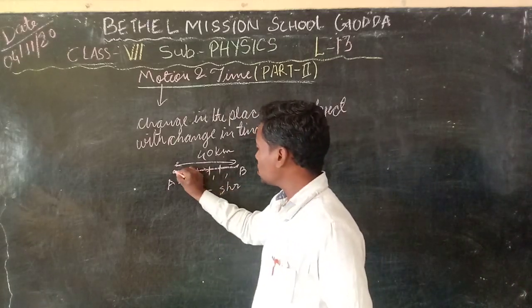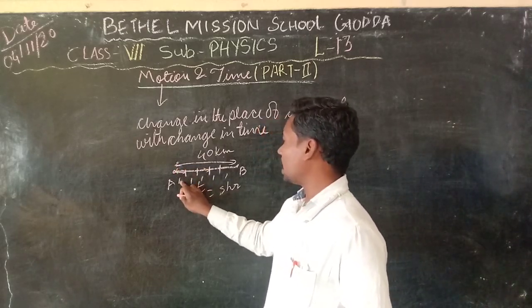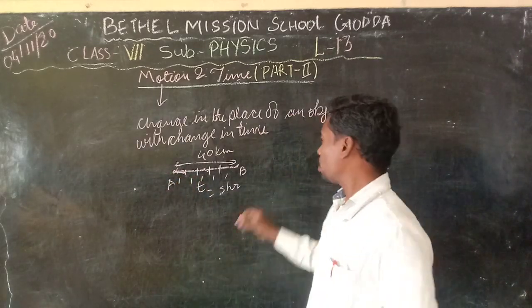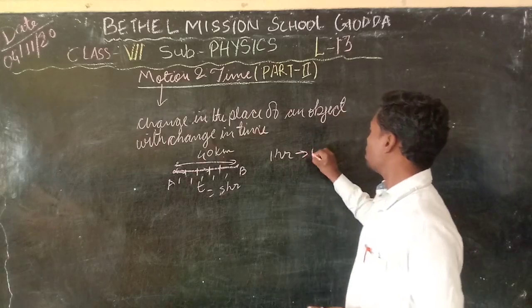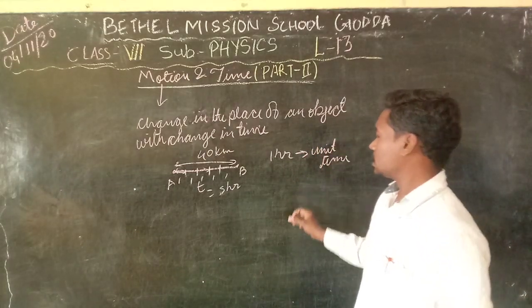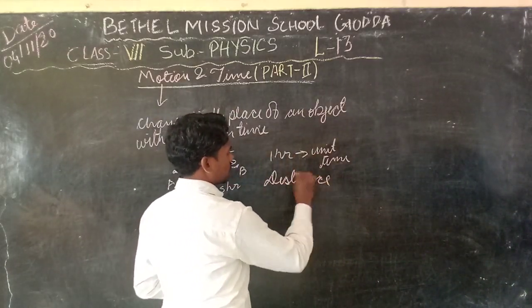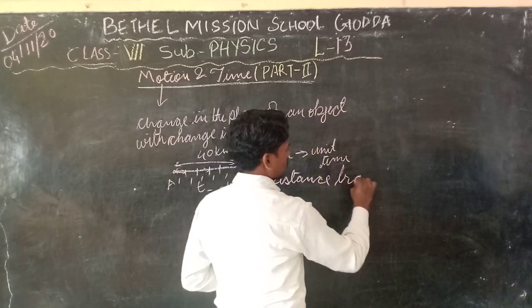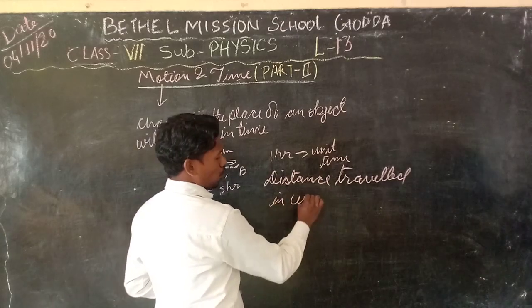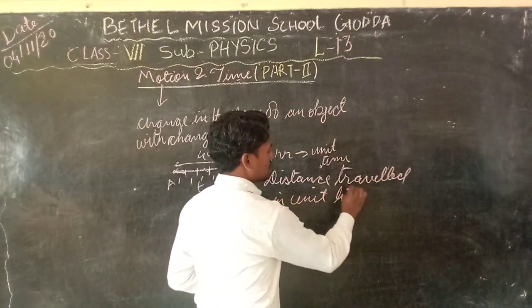So the amount of distance the object travels in 1 hour, and 1 hour is your unit time, is the distance traveled in unit time.